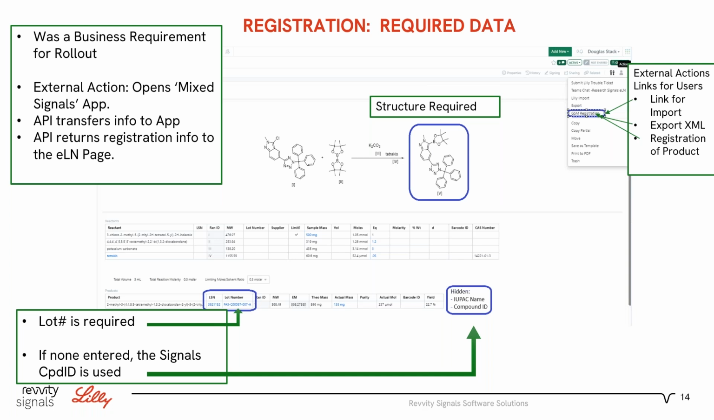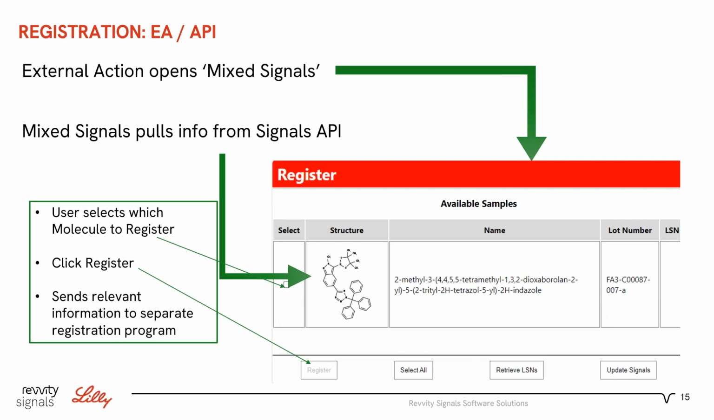And then if we go to the next slide, I can show the Mixed Signals app. Our external action opens this up and it uses the API to pull the information needed from Signals. So it's pulling in the structure, the name, the lot number, and I've got LSN kind of off the screen here because we're not pulling that at this point. So the user can then select which molecule to register, and there can be a list of products here that you can choose from. You can click on the register button then once you've made that selection, and this will send the information to the separate registration program that we use at Lilly. So next slide, please.